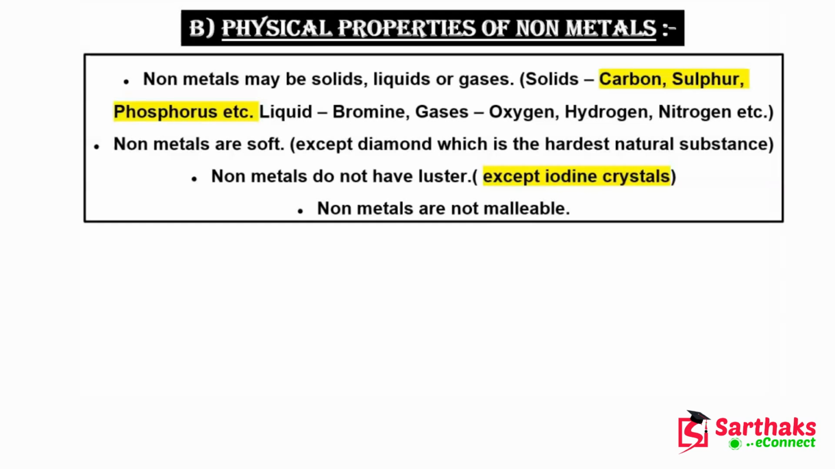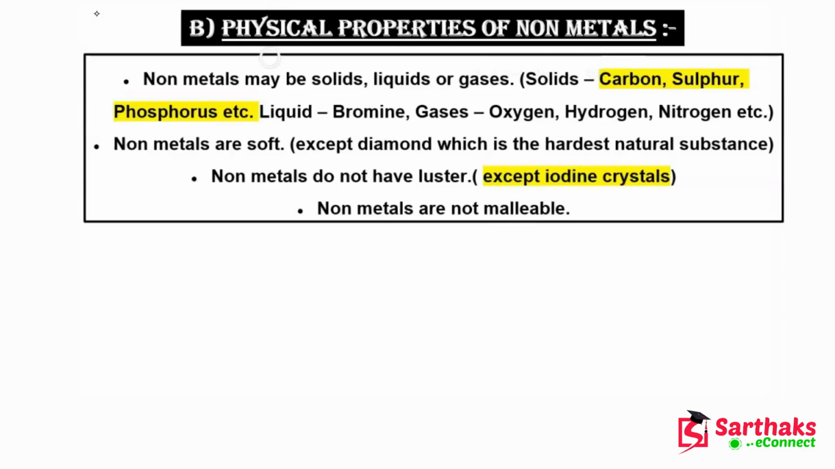Okay students, so here we are. Now after understanding the properties of metals, we will talk about the properties of non-metals. So students, properties of non-metals are just opposite of metals. Most of the properties are just opposite of metals.